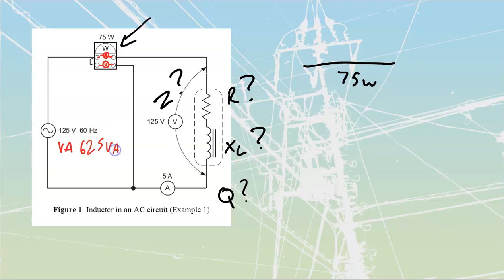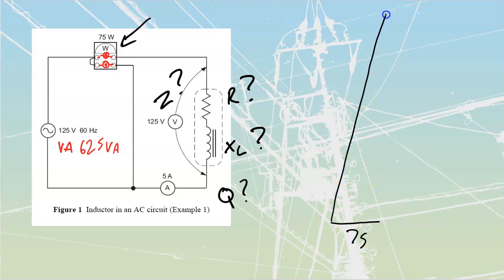625 VA. We'll add that onto our power triangle. So our power triangle, I'm going to have to move this thing down because obviously 75 and then 625 is going to be way, way larger. 625 VA is going to look like that.